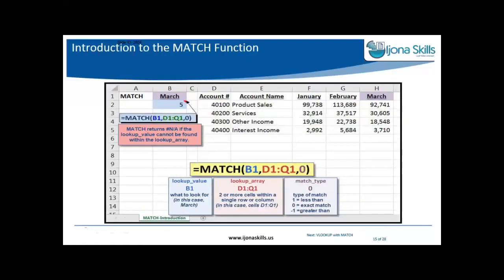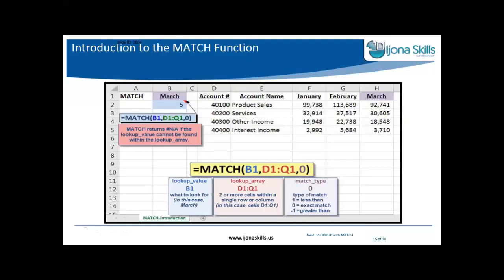So the MATCH function has 3 arguments. There's a lookup value, there's a lookup array, and then there is a match type. The lookup array is going to be a single row or single column. For the match type, we have less than, we have an exact match, or we have greater than. So I can say, use the MATCH function to look across row 1 for the word March and return an exact match. In this case, it returns a 5, meaning it found the word March in the 5th column.